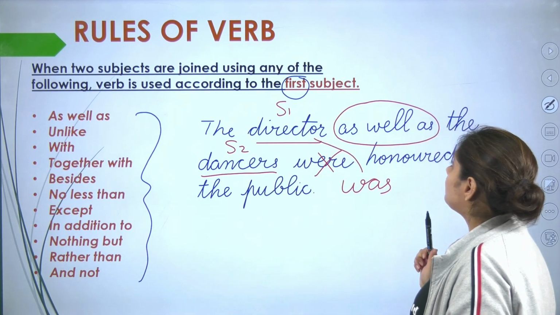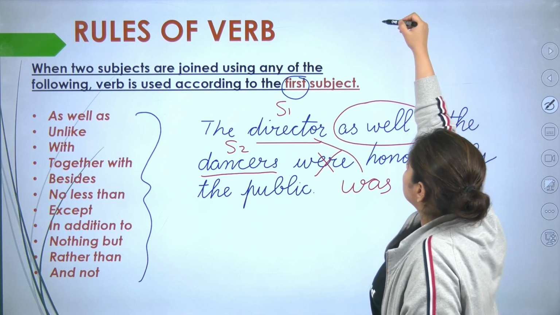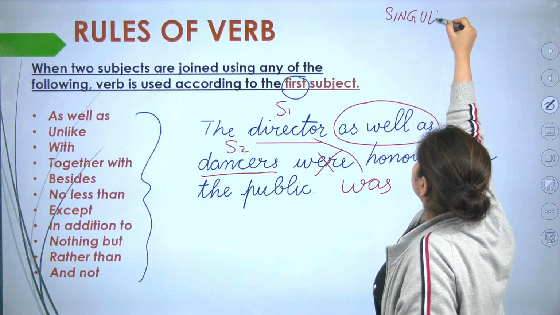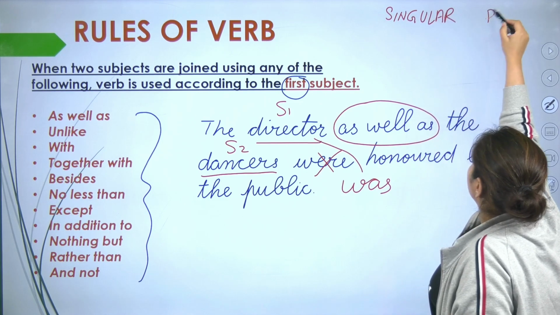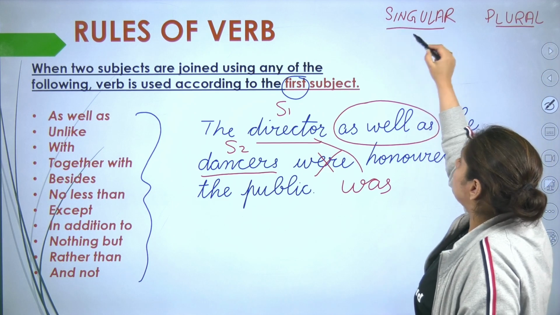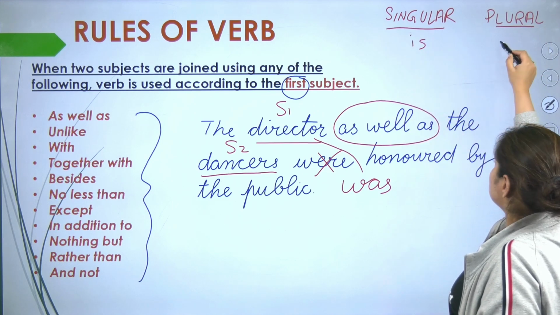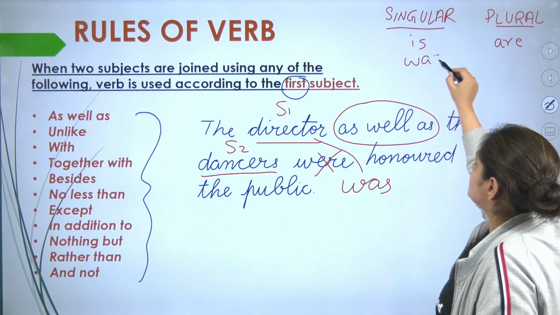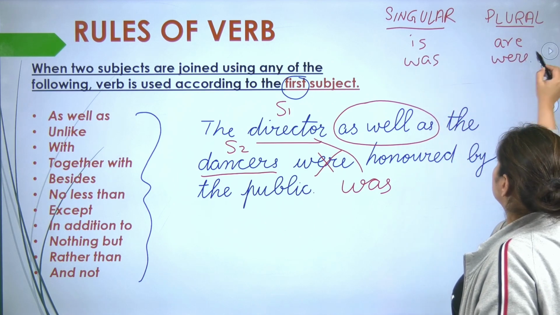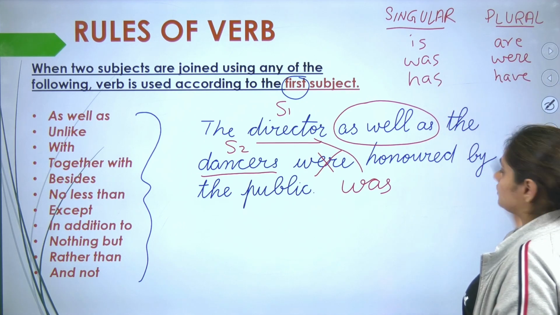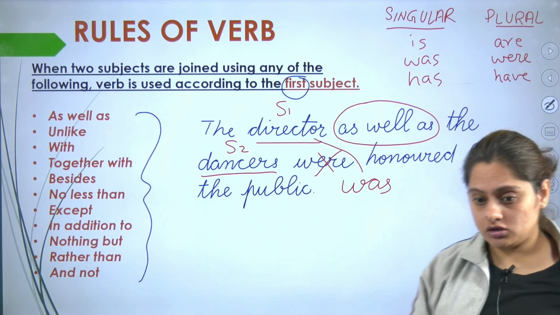Clear? One more thing I wanted to tell you is, I hope you know this, guys: singular and plural forms, how they are different, a singular verb and a plural verb. Tense-wise you should know this. For example, is in present tense is singular, are is plural. Past tense: was singular, were plural. Perfect tense: has singular, have plural. Okay, this much also you should know.